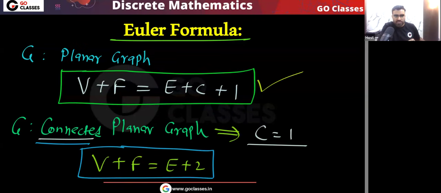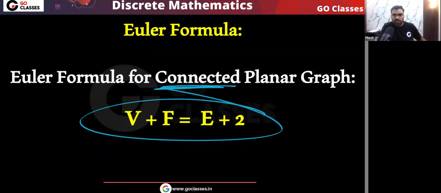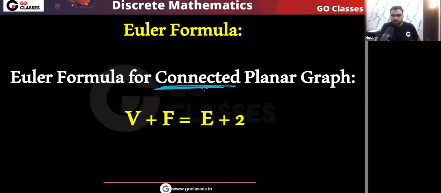So you can just remember V plus F equals E plus C plus 1. And if your graph is connected, then you can say V plus F equals E plus 2, because in the connected situation the number of components will become 1.